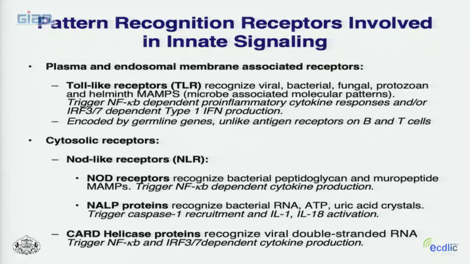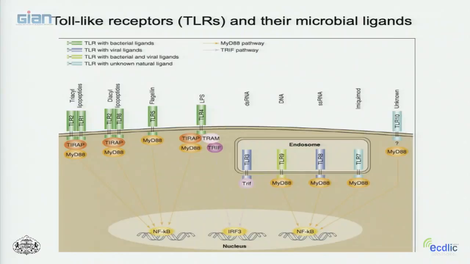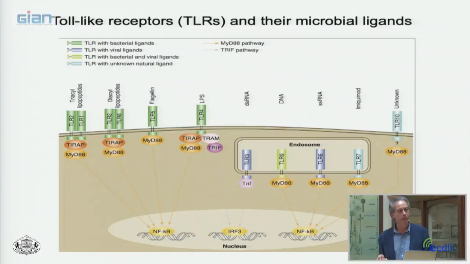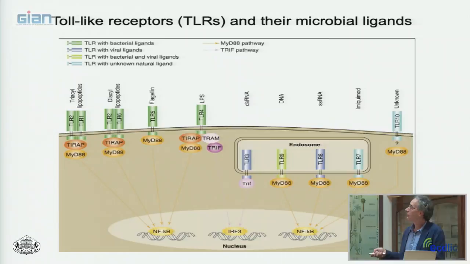We're going to just spend a bit more time on these toll-like receptors because they're absolutely key to how immune responses are initiated in mammals. And again, this has been one of the major discoveries in the past decade or so in immunology. So these are the mammalian TLRs, and the ones in green, these are TLRs with bacterial ligands. The ones in blue here are with viral ligands.